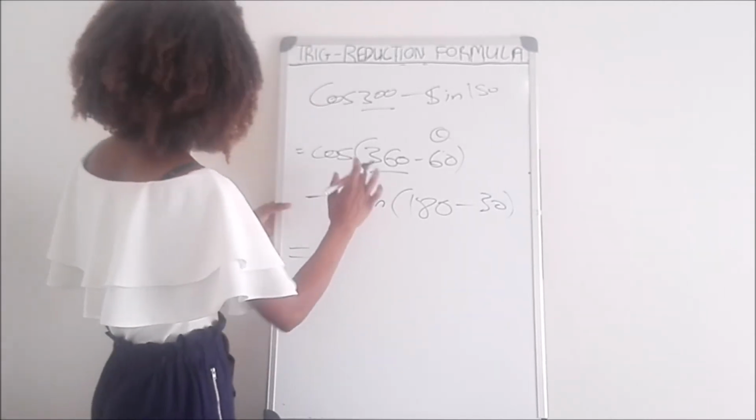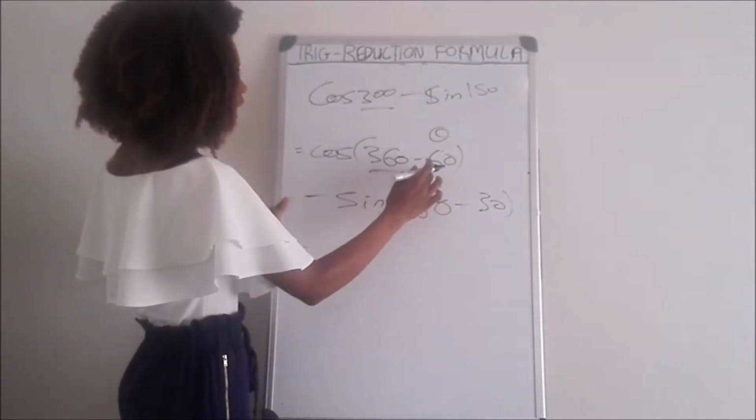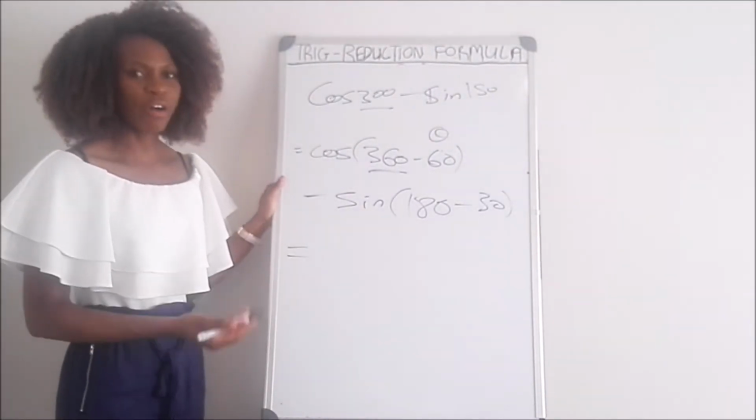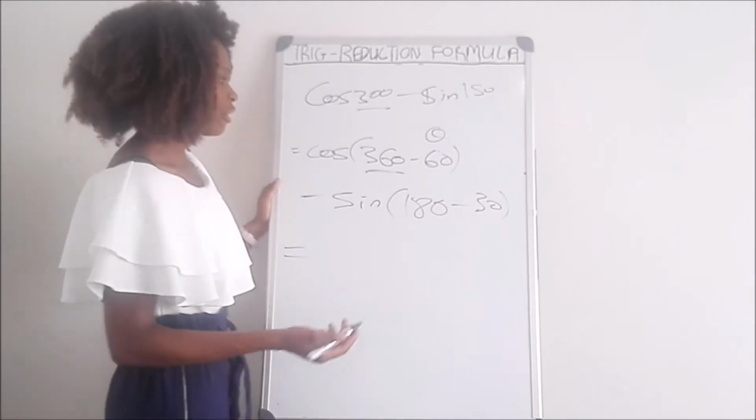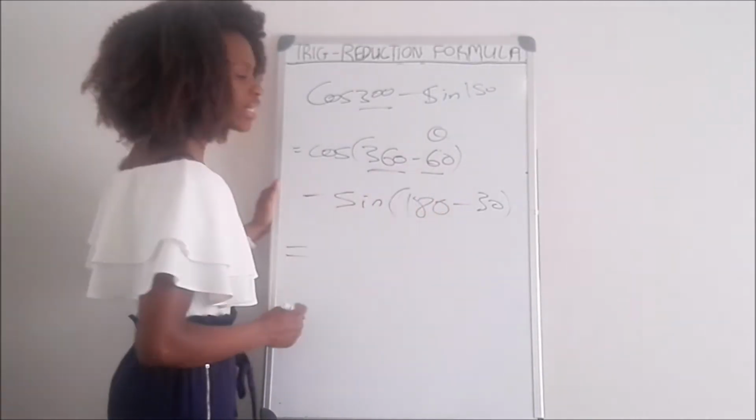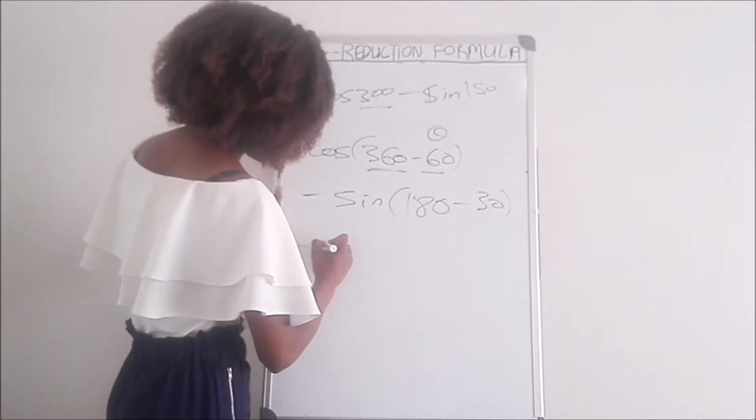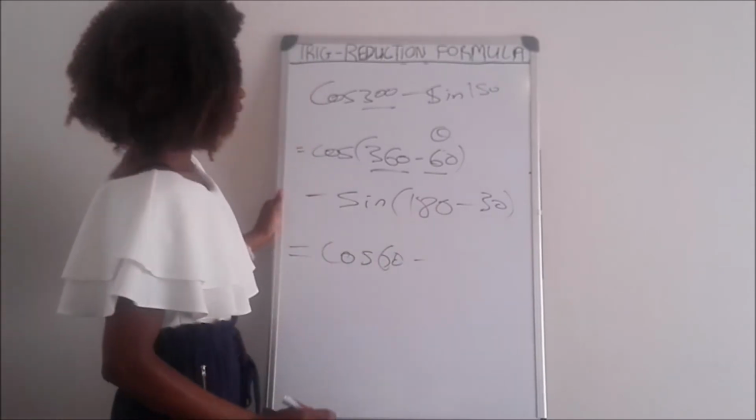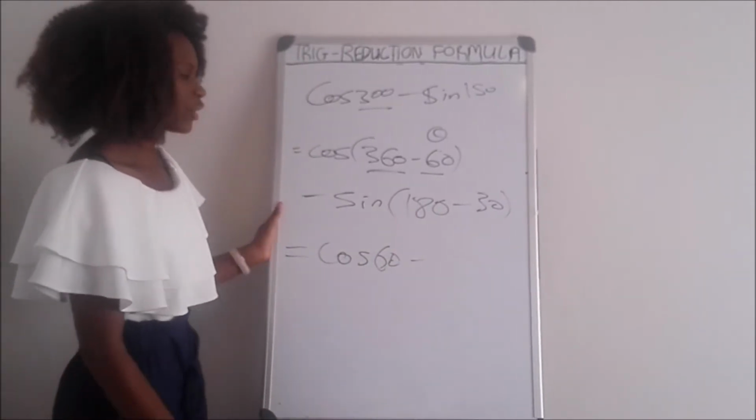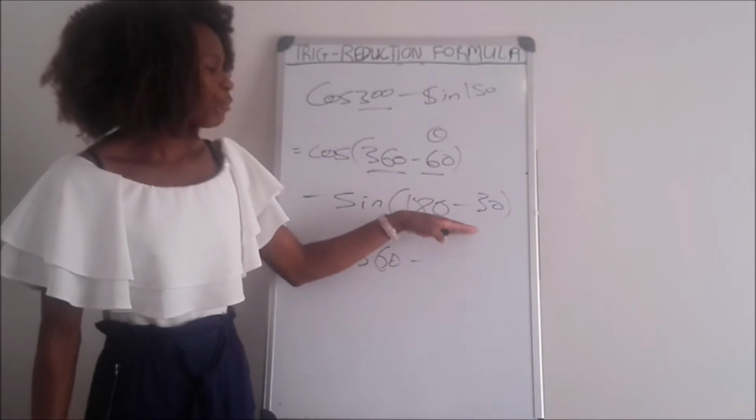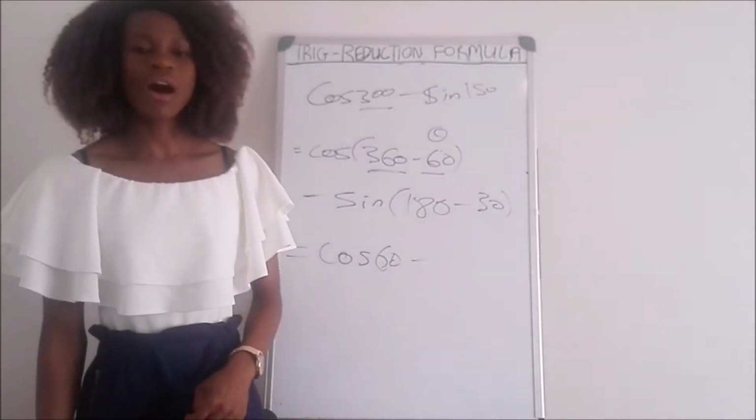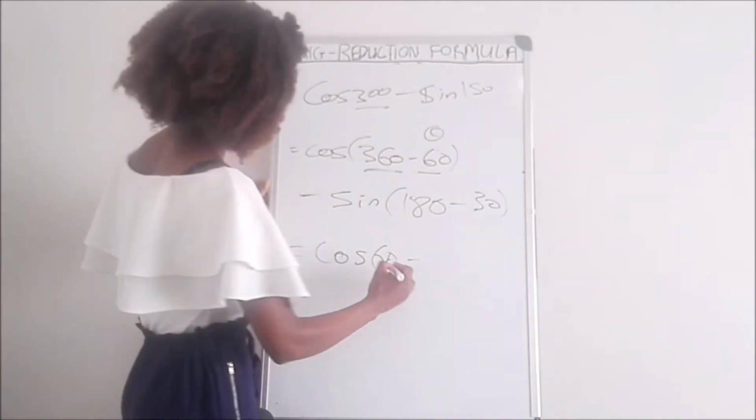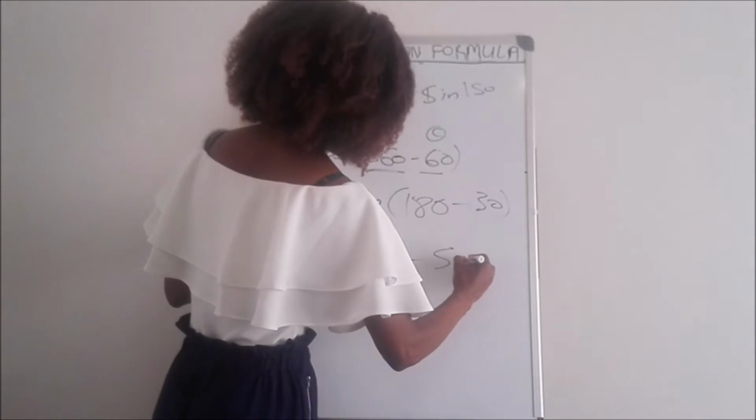Alright, going forward, 360 minus theta is found in the fourth quadrant, of which cos is positive in that quadrant. That means it's positive cos theta. But our theta in this case is 60 degrees. That means that we have cos 60 here. Then going forward with minus sine of 180 minus 30 degrees. 180 minus theta, of which theta in this case is 30 degrees, is found in the second quadrant, of which sine is positive in that quadrant. Then for this one, it will be minus sine 30.